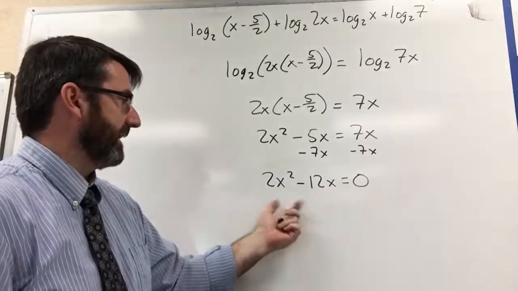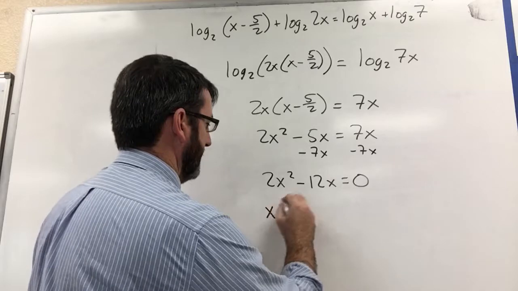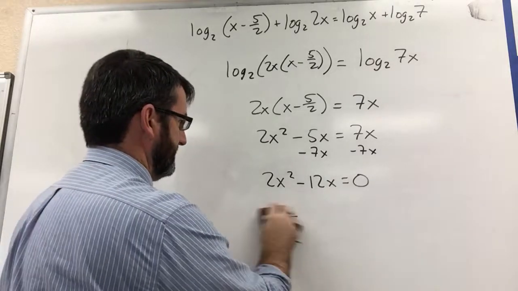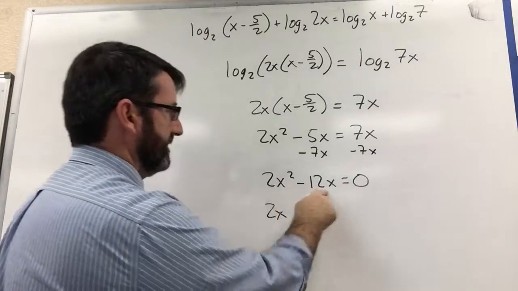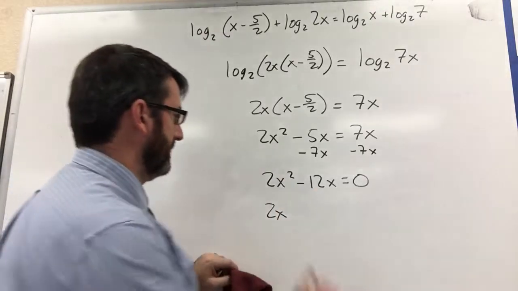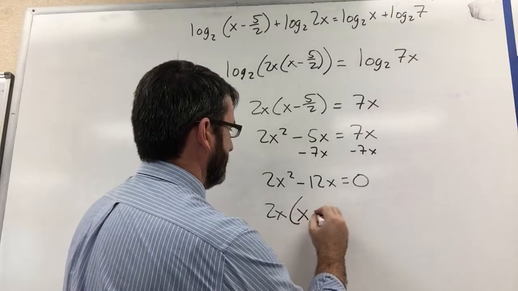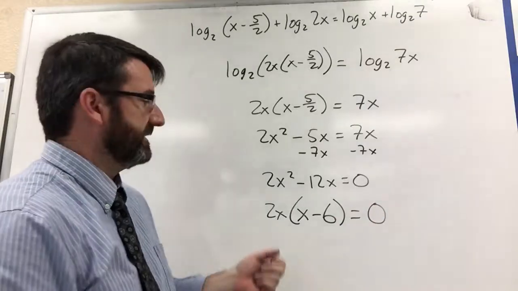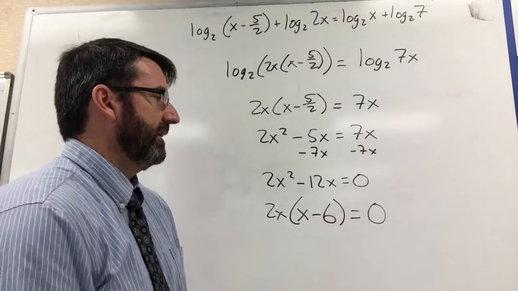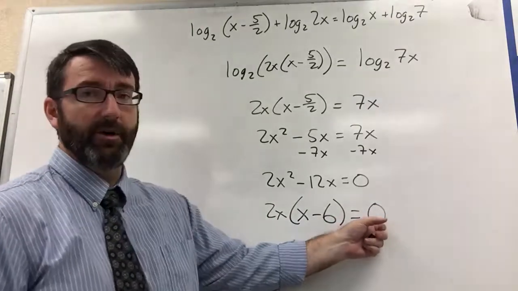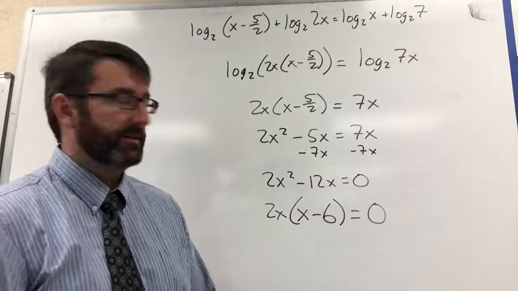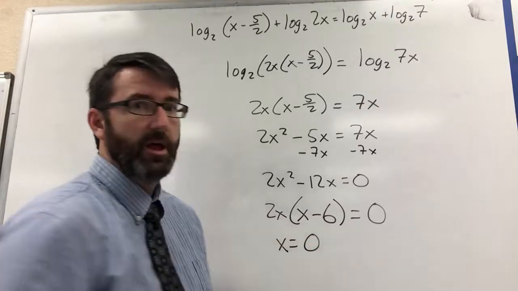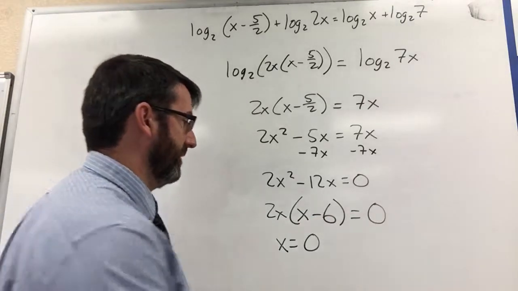Now we can factor out an x. There's an x in both of these terms. So we factor out an x. We get x times 2. Actually, let's factor out a 2x, because there's a 2 in common to both those terms as well. Factor out 2x, we're left with x minus 6. And now the zero product property says that if we're multiplying two numbers together and getting 0, then one of the numbers has to be 0. So either 2x is 0, in which case x is 0, or x minus 6 is 0, in which case x is 6.